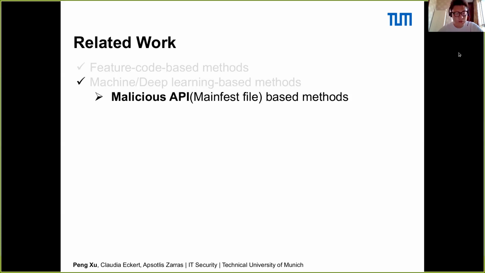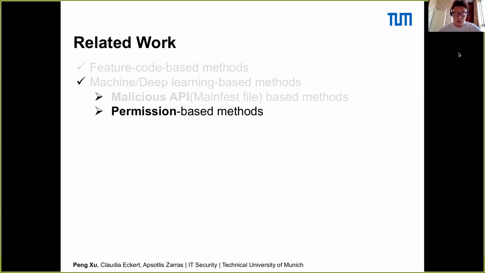With the development of machine learning and deep learning in our field, I mean the malware detection field, we also use machine learning and deep learning techniques. First of all, if we use the malicious API in the Android manifest file, we can construct a malware detection system based on the malicious API. At the same time, if we get the permissions from the manifest file, we can also construct a machine learning-based malware detection system.